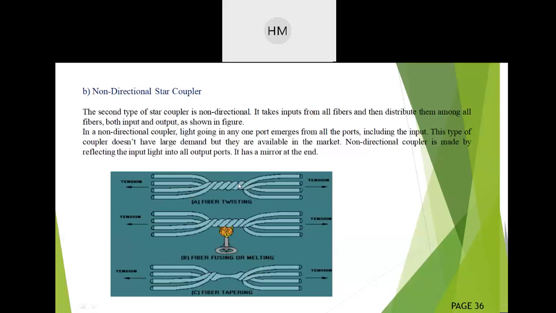This type of coupler doesn't have large demand, but they are available in the market. A non-directional coupler is made by reflecting the input light into all output ports. It has a mirror at the end because it is giving its power to the input side also. So we have to connect a mirror. In this type of fiber fusing, you can see the fiber is twisted, then it is fused or melted. Then we get a tapered fiber over here, a single fiber. All the wavelengths will be coming through this region only.